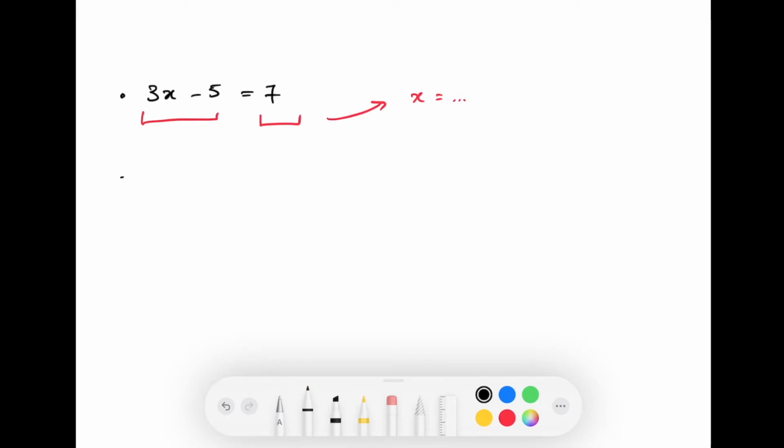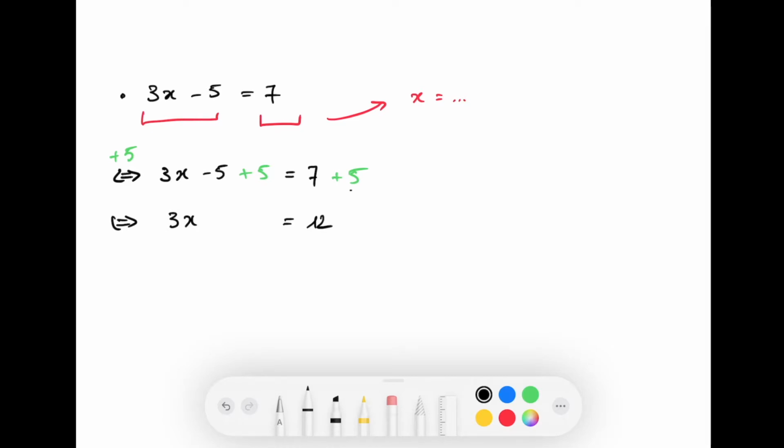So what we do, it's just very simple. The first thing we do is get this 5 away from the left-hand side of the equation. This is done by adding 5 on both sides of the equation. And again, the same strategy as always can be carried out and will eventually yield the right result. So here we get 7 plus 5. Rewriting this, we get 3x minus 5 plus 5 is equal to 3x. And on the right-hand side, we get 7 plus 5 is equal to 12.